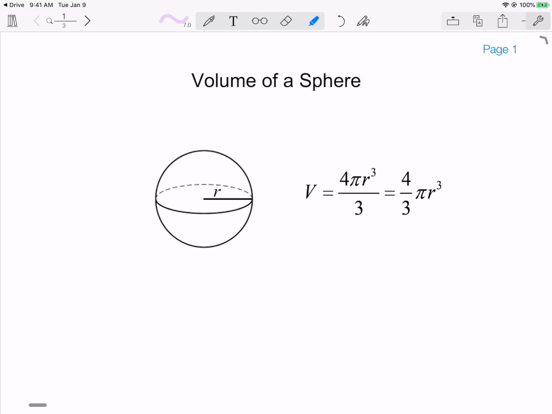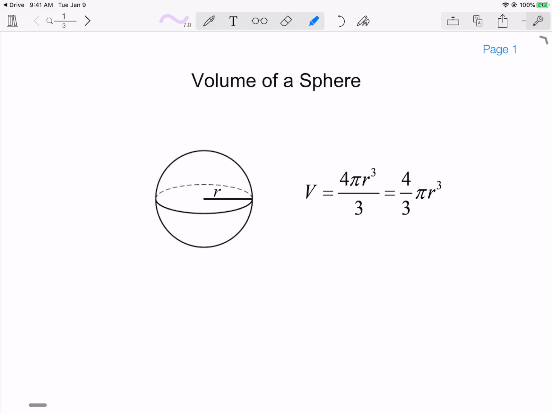Today we're going to talk about finding the volume of a sphere. Now a sphere is a three-dimensional shape. It's essentially like a circle, only in 3D. And the formula is given by 4 pi r cubed divided by 3. You may also see this written as 4/3 times pi r cubed.